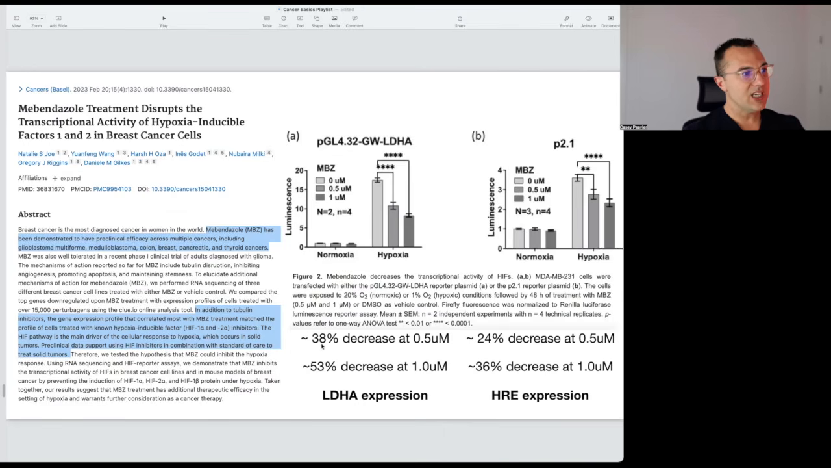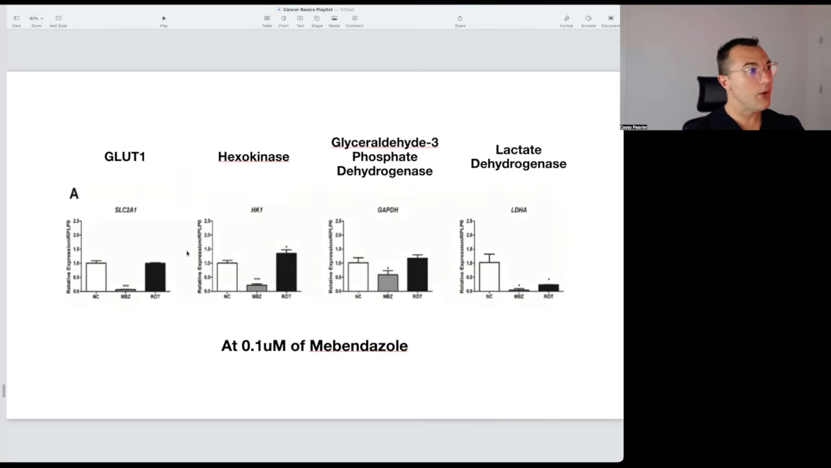cultures. And we see a 38%, a 53% reduction in activity here, 24% and 36% respectively of the hypoxia response element. And we see huge decreases in expression in this particular gastric cancer cell model with using just 0.1 micromoles of mebendazole. And we'll further look at what concentrations were used to decrease other key signaling pathways, as well as what was used in preclinical and clinical models in future videos.